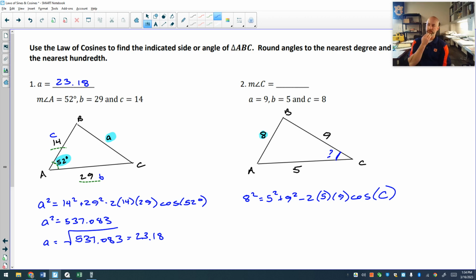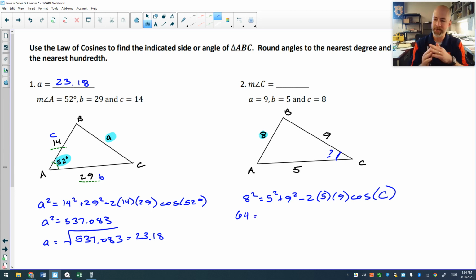And now we need to solve this equation. And this one is going to be a lot more complicated than the previous one, because my variable C is mixed in with a whole bunch of other stuff. I've got to isolate the C by moving everything else over. Number 1 was not as bad because a squared was already by itself. So with the law of cosines, this is one where we need to do a little bit of work in between. And I'm going to start by squaring the 8. That's a tough one. 8 squared is 64.